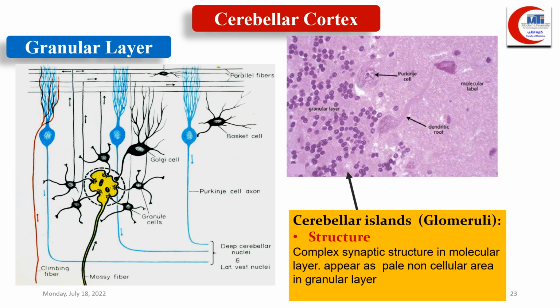What about the structure? The structure of this island or glomerulus is a complex synaptic structure in the molecular layer, appearing as a pale non-cellular area in the granular layer. So, cerebellar island, again, its other name is cerebellar glomeruli. Here we can see it is non-cellular.